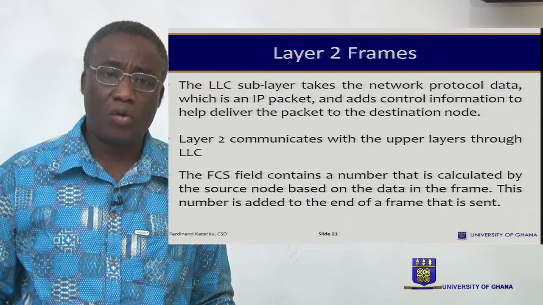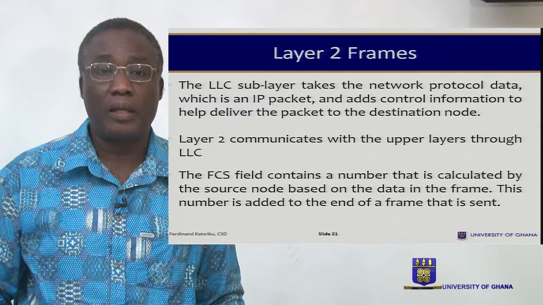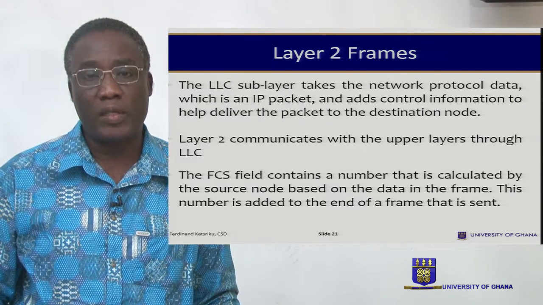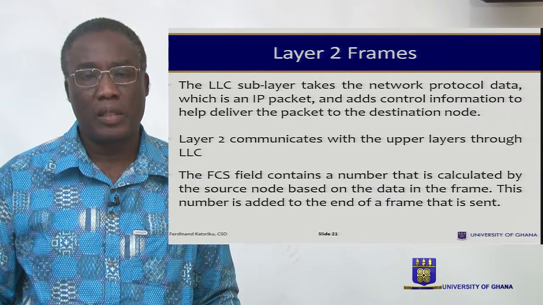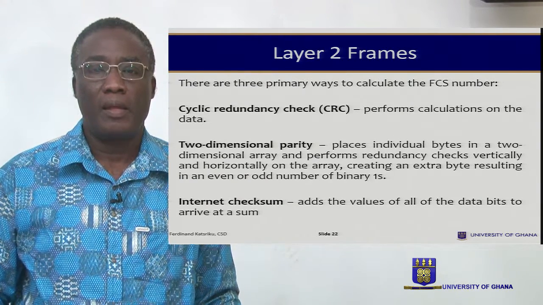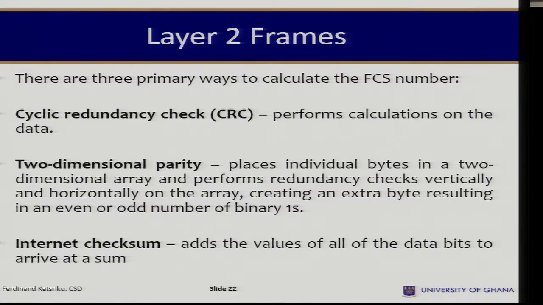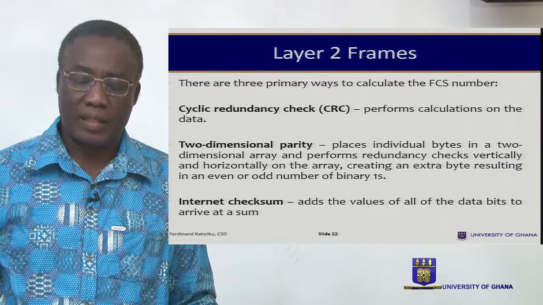The FCS, recall, is the frame check sequence. That's the FCS. There are three primary ways to calculate the FCS number. This is mainly used for error control. They are a cyclic redundancy check, CRC, which performs calculations on the data, two-dimensional parity, and internet checksum.